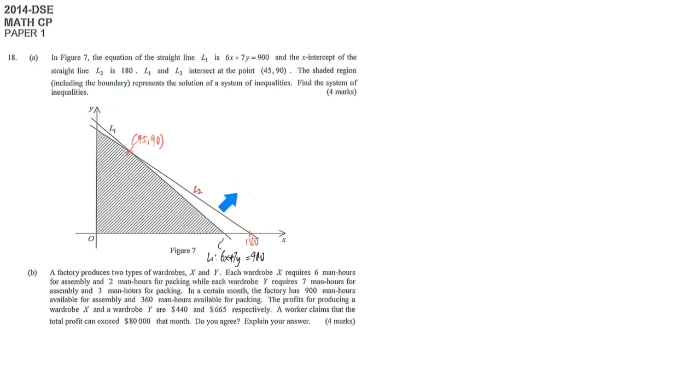In this question, they tell you the L1 equation is here, and also L2. They don't give you the equation, but instead they give you the x-intercept and also one intercepting point with L1. And then we are going to write down the system of inequalities to fulfill the shaped region here.